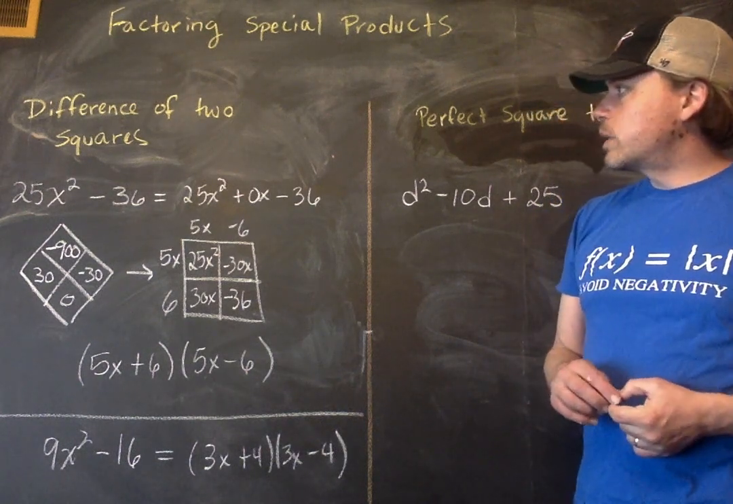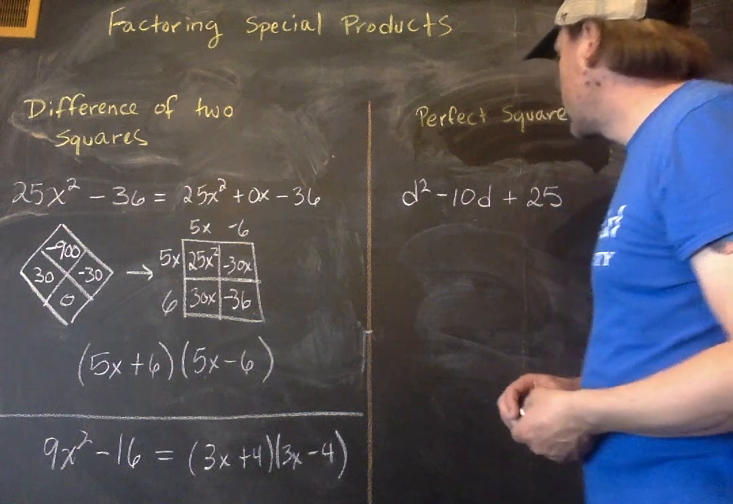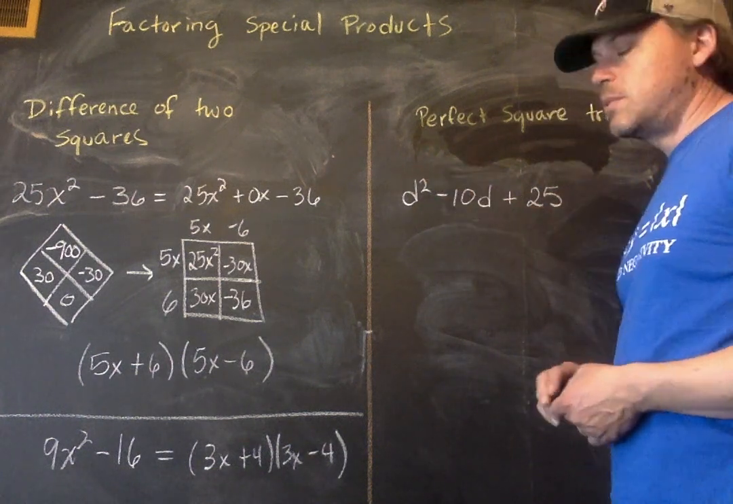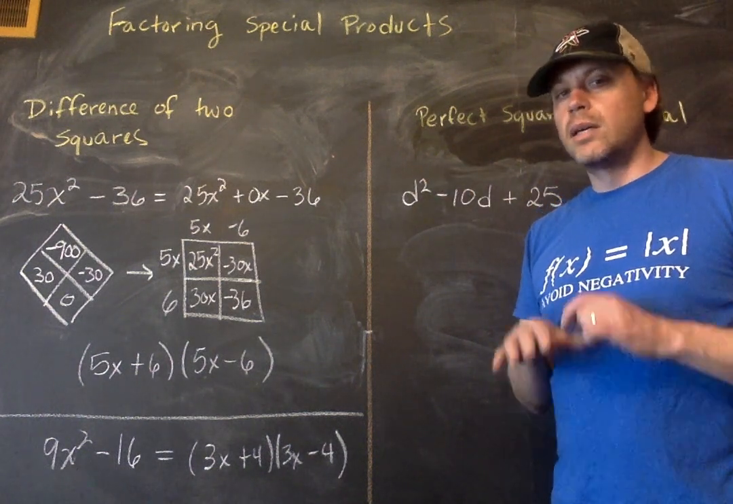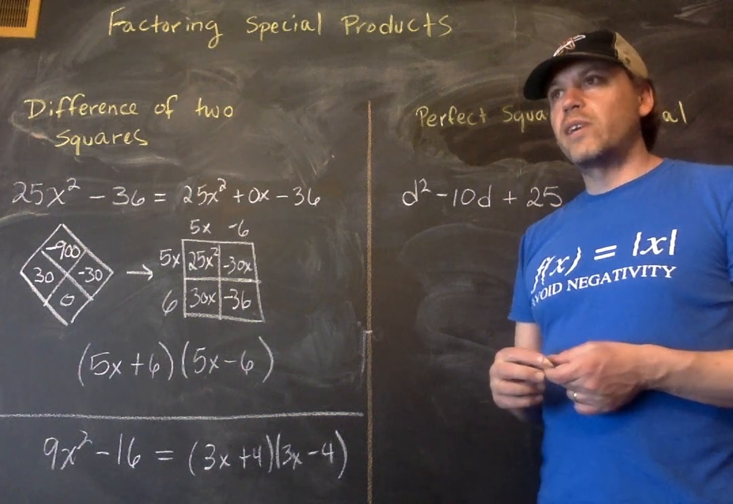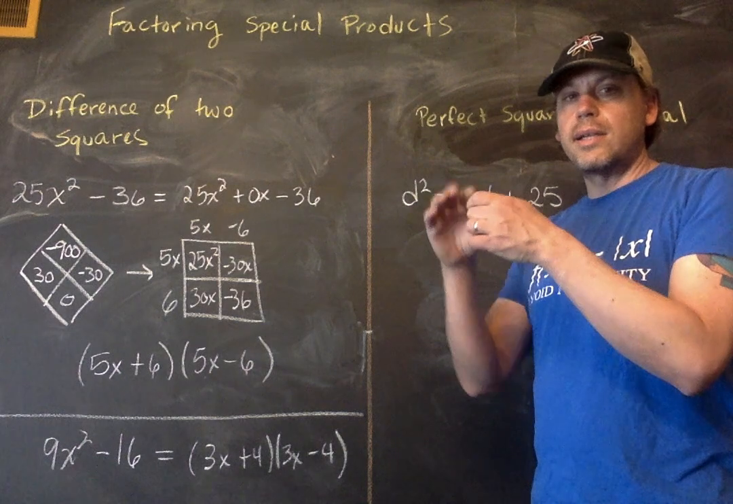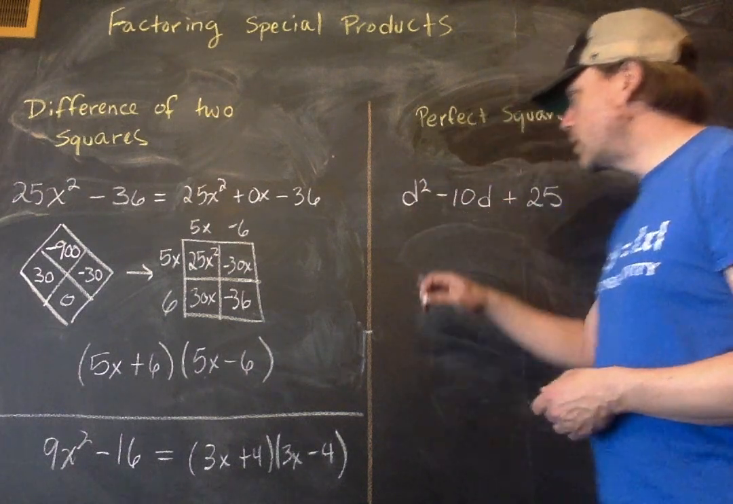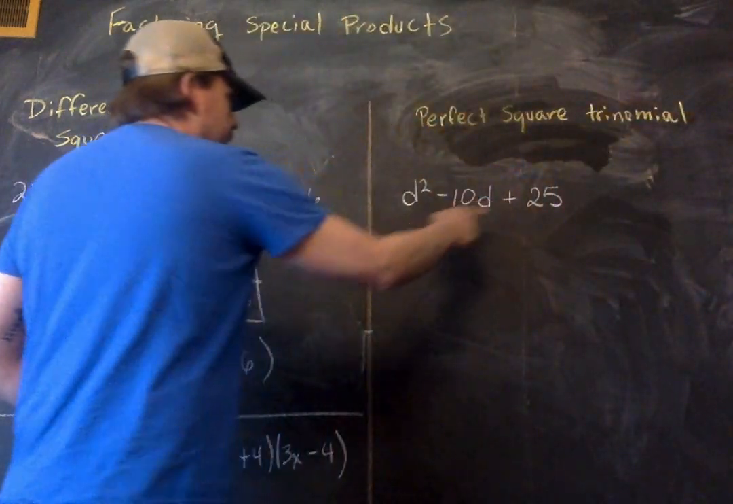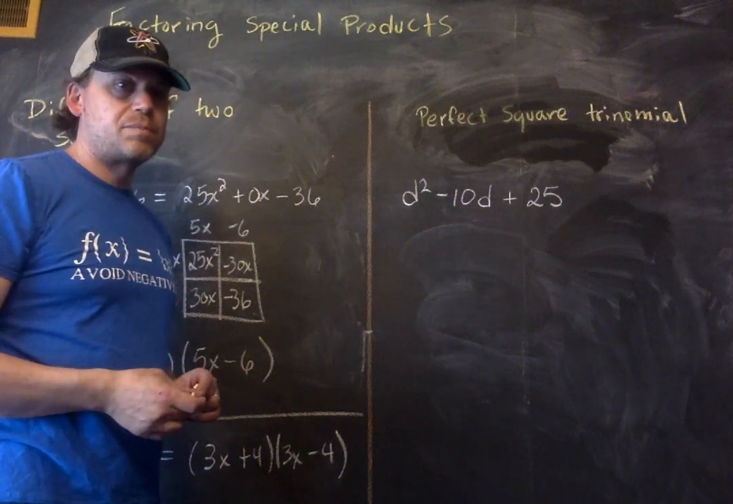The next one I wanted to talk about was a perfect square trinomial. This trinomial can be factored like normal, all the same techniques, but your final answer is just one set of parentheses and it's squared. I'll show you how. So I'm starting with d squared minus 10d plus 25.